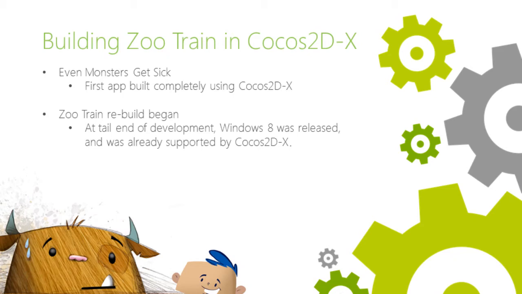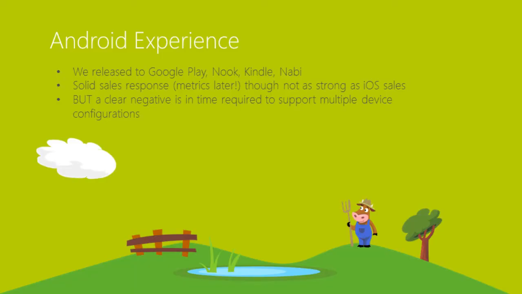So we jumped into the build for Zoo Train, and just as we were completing it, Windows 8 came out. And again, as I mentioned, it was already supported by Cocos 2DX. So with very little additional effort, we were open to just immediately publish to Windows 8. And at the same time, Microsoft had actually contacted us because they had seen Zoo Train perform well in the Apple Store. They were interested in getting it on that platform. So it just seemed like a no-brainer. We decided to jump in and target the Windows 8 market as well.